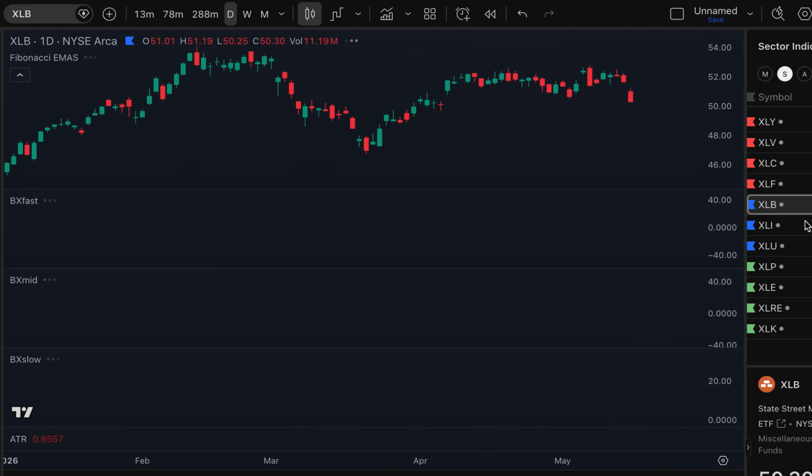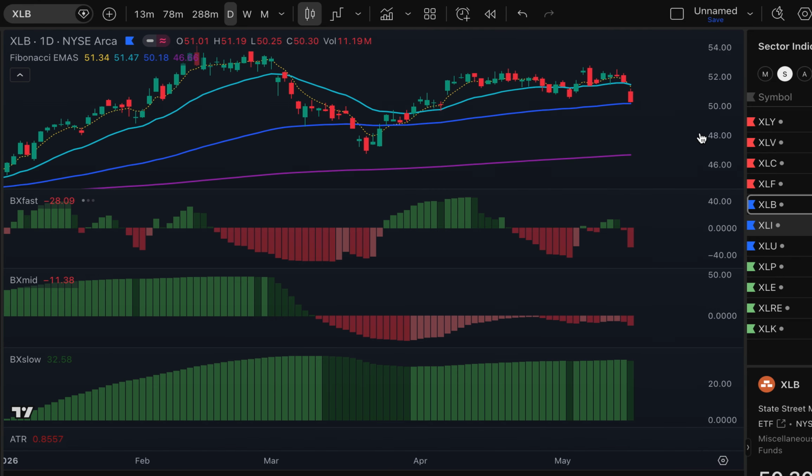The material sector, XLB, is kind of similar to industrials. It's trying to decide if it's going to go back to the mid turning green or if it's going to get more red. And this candle here on Friday seems to indicate it wants to go down.